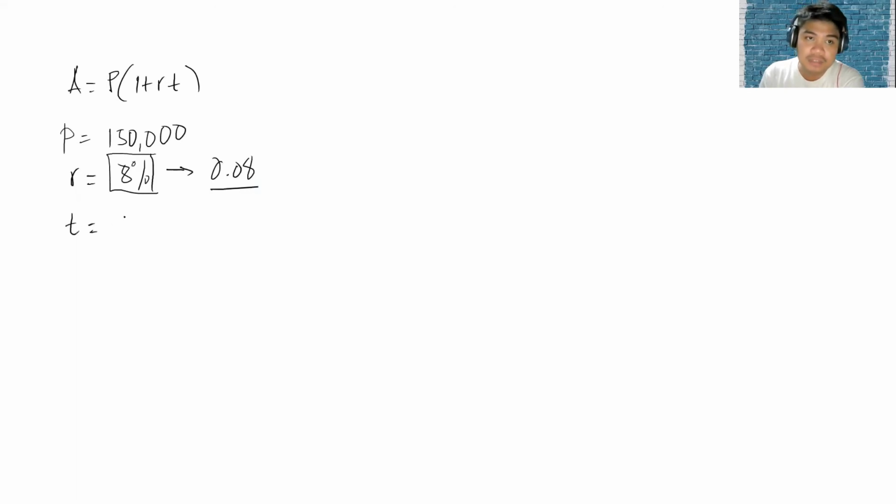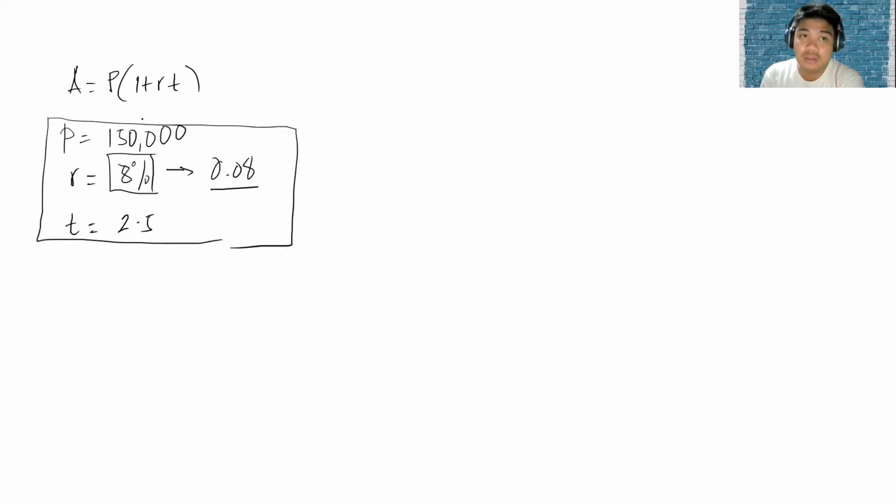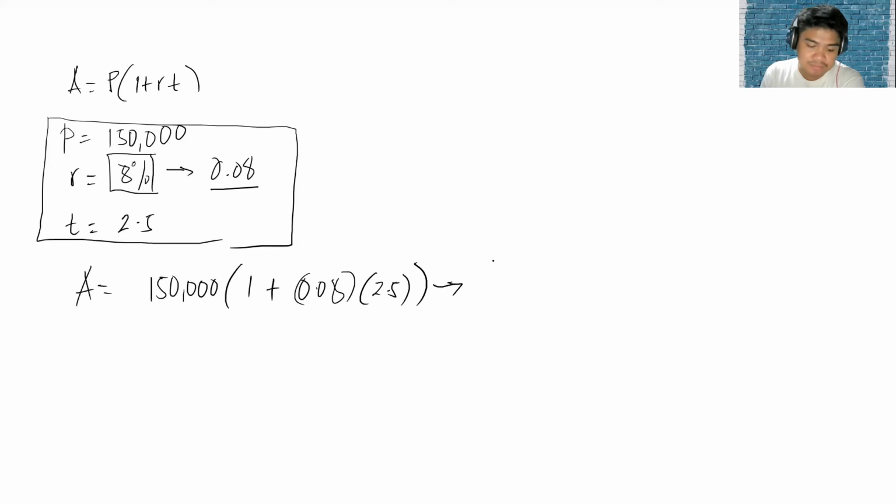And then we have time in years, so 2.5. It is 2.5 years because that is the duration of the loan. So we are going to plug these numbers into our formula. The total accrued amount is equal to 150,000 times 1 plus 0.08 times 2.5. So this will become, 0.08 times 2.5 is 0.2.